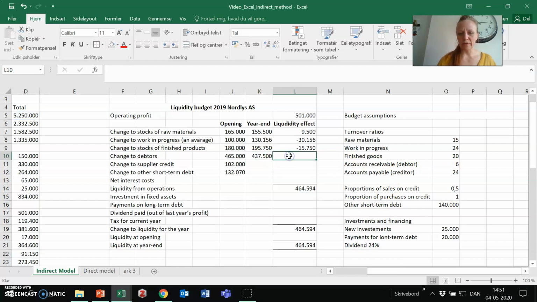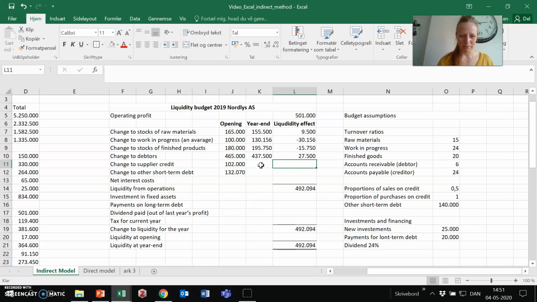So there is a slight decrease in accounts receivable here. I would expect a positive effect on the cash flow, because our customers have paid back what they owe us.